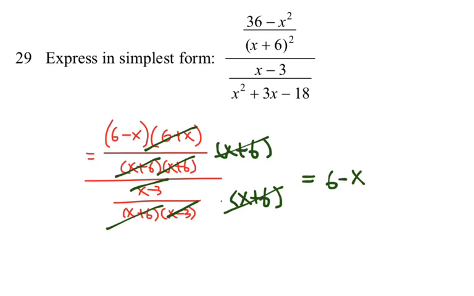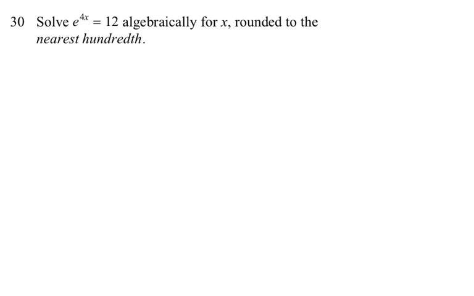Alright, let's look at number 30. So we want to find out the value of x. Since our x is in the exponent, we can use logarithms to cancel out the bases. Or in this case, we'll use ln, because ln of e is equal to 1. So then we end up getting something like this.